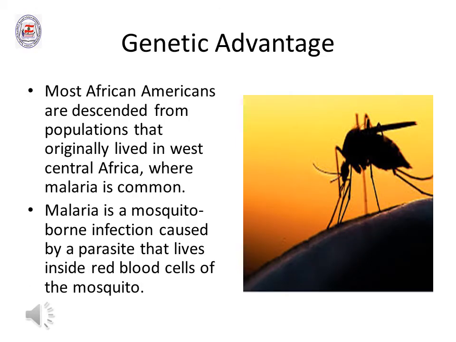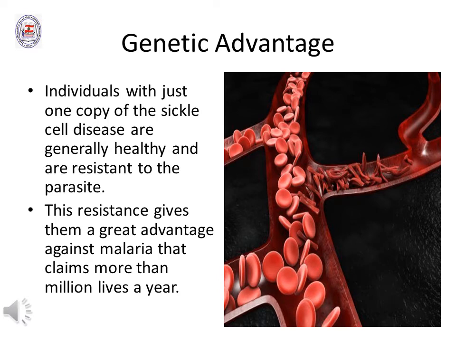Most African Americans are descended from the populations that originally lived in West Central Africa, where malaria is common. Malaria is a mosquito-borne infection caused by a parasite that lives in the red blood cells. People who carry the sickle cell allele are generally healthy and are resistant to the parasite caused by the mosquito bite. This resistance gives them a great advantage against malaria, which claims more than 1 million lives a year.